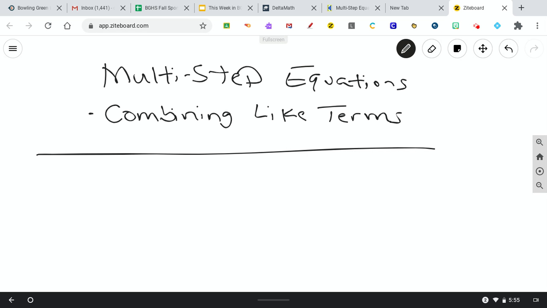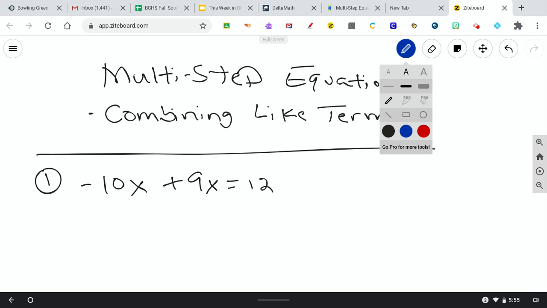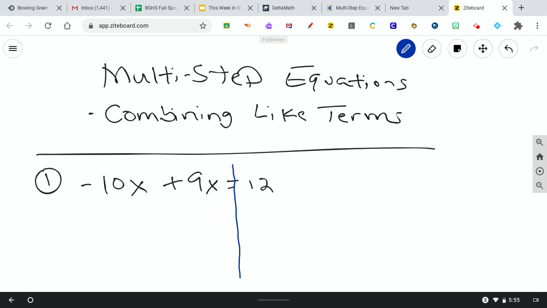Okay. So what I want you to do is do these examples with me. All right. So if we look at example 1, I've got negative 10x plus 9x equals 12. Okay. So what I want you to do is still draw your line.